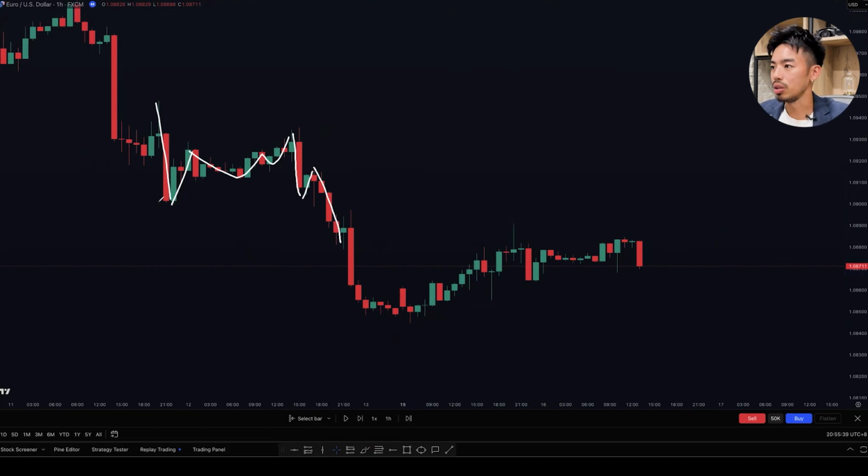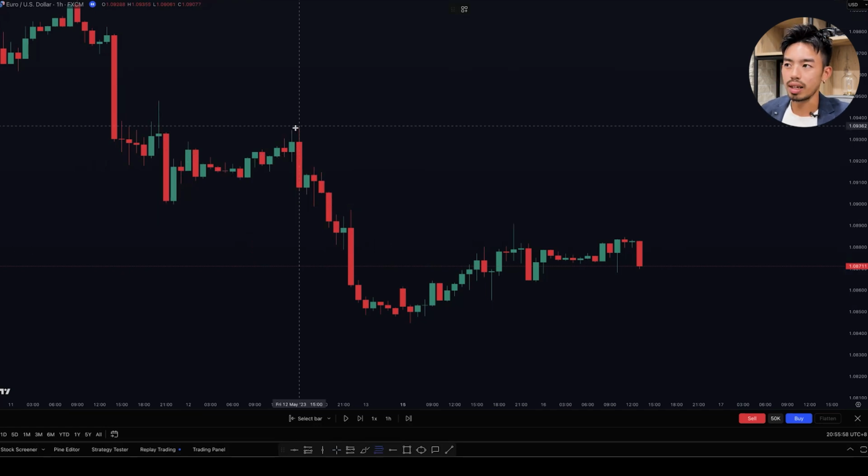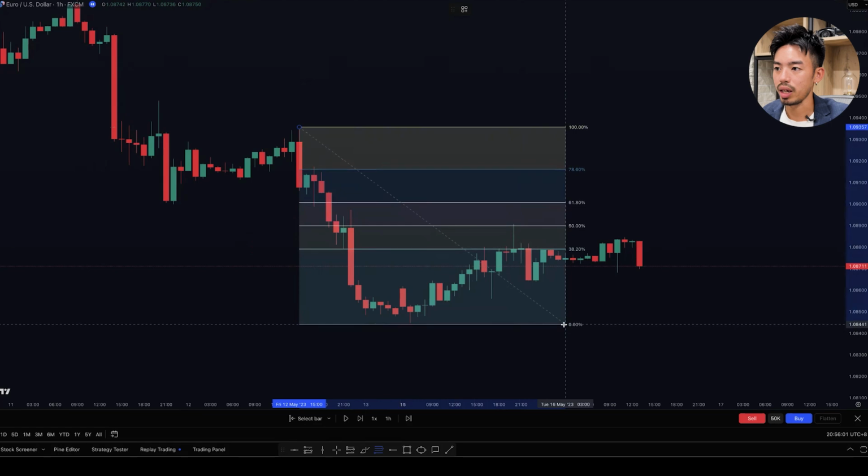Now, I don't know about you, but this level looks much stronger than this level right here. So if I were to choose one of these two levels, it's gonna be level A as opposed to level B, okay? And what's level A? If you remember, level A is at 61%, okay?